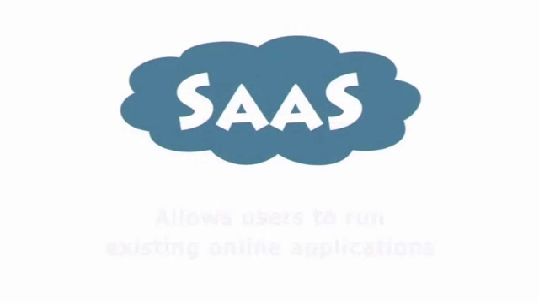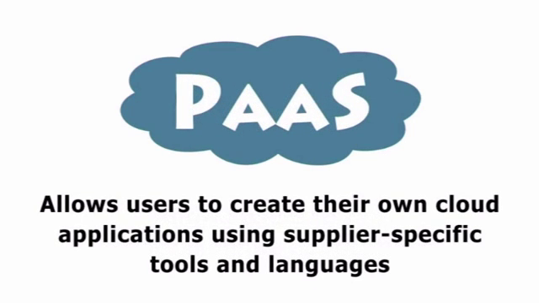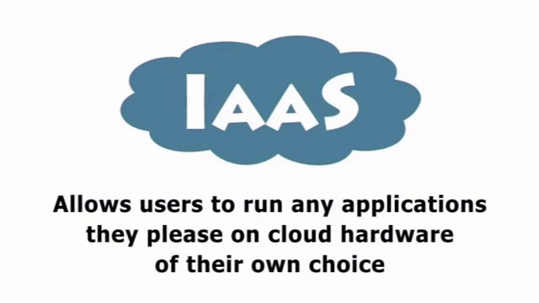In basic terms, SaaS allows users to run existing online applications. PaaS allows users to create their own cloud applications using supplier-specific tools and languages. And IaaS allows users to run any applications they please on cloud hardware of their own choice. OK, that might right now still be as clear as stagnant pond water. So let's work through it again in more detail.